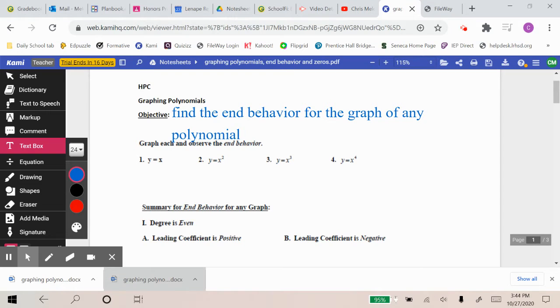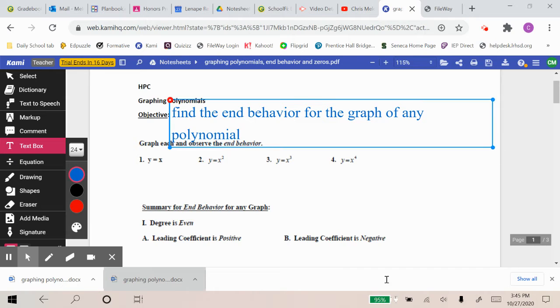All right, guys, here we go. Kind of building off the last video of completing the square and graphing quadratics, this one is just going to go over end behavior for the graph of any polynomial. All right, so you can take that down for the objective.